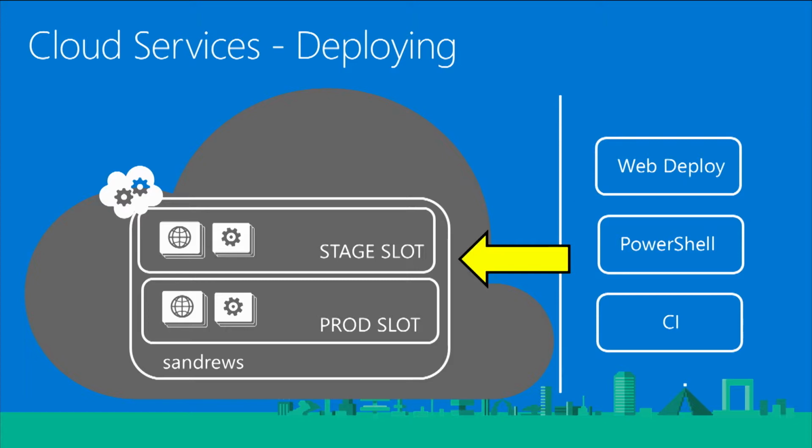Now, this is very similar to what we talked about with web apps. The only difference is you can't create unlimited slots. It's staging, production, that's it. Normally what you see is people deploy to the staging slot. Then when they're ready to send this application to production, they swap to the production slot. So whatever is in production goes to staging, whatever's in staging goes to production.